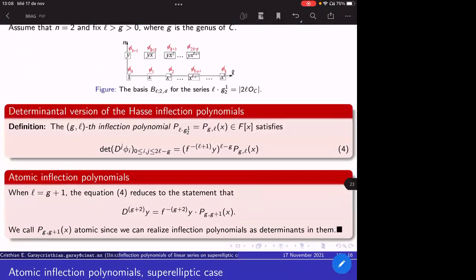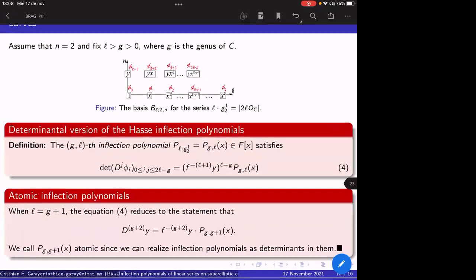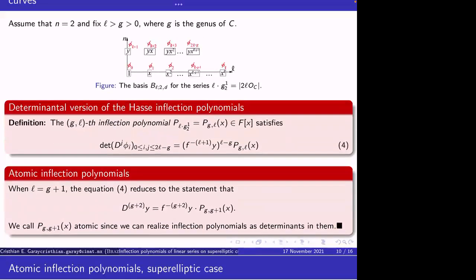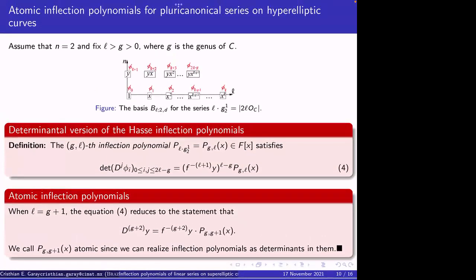So there is a particular case. The particular case is the following. If you do not take L to be general, you don't take L very far away from G, but just one step ahead of G, then what you are doing is just computing the G plus times G plus 2 times the Hasse derivative of your variable y.